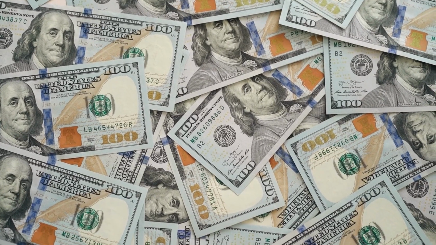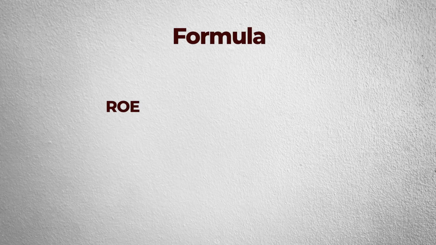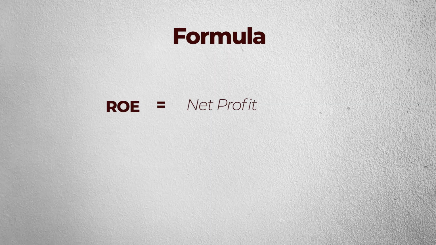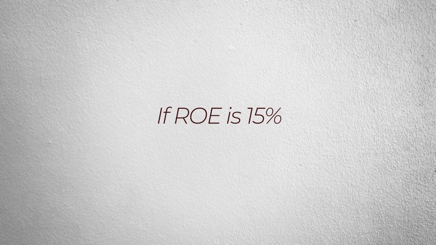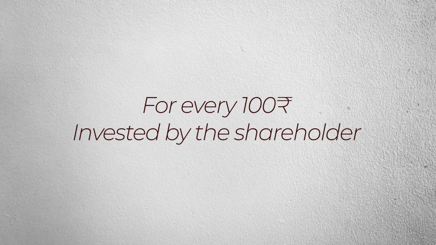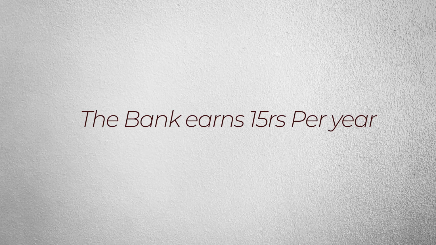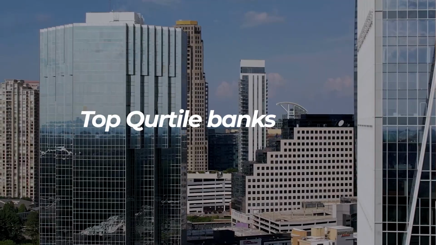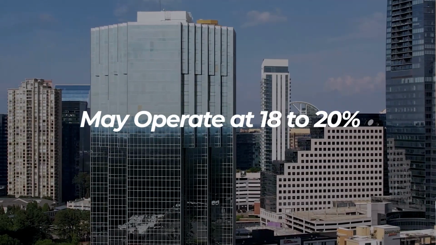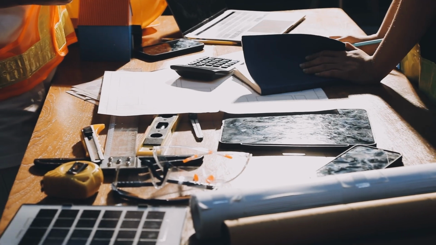Now we move to a very important ratio, return on equity. ROE tells you how much profit the bank generates from shareholder capital. Formula: ROE equals net profit divided by shareholders' equity multiplied by 100. If ROE is 15%, it means for every 100 rupees invested by shareholders, the bank earns 15 rupees per year. Healthy ROE for banks is typically 15% or higher. Top quartile banks may operate at 18 to 20%. Lower ROE may signal weak profitability or inefficient capital usage.